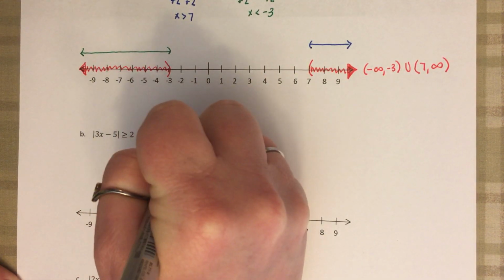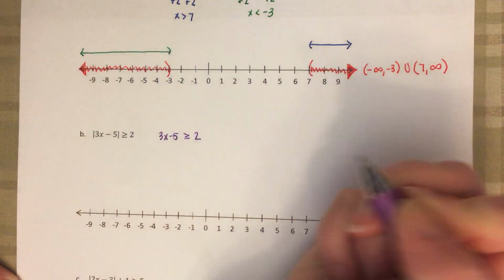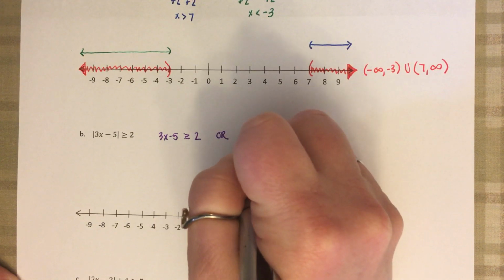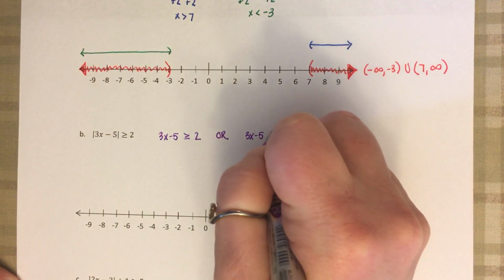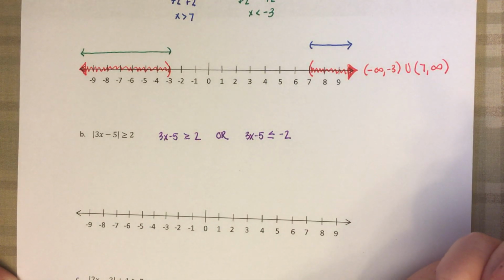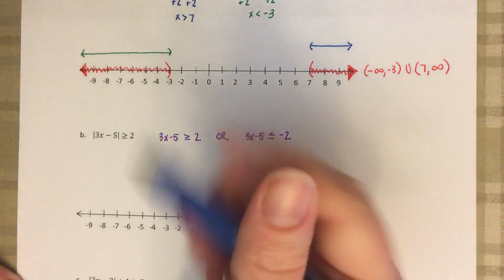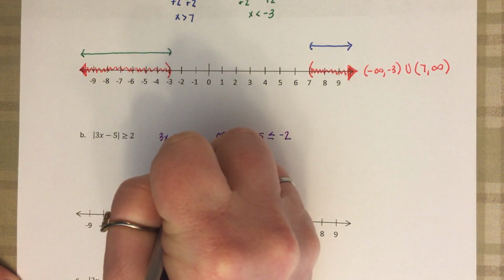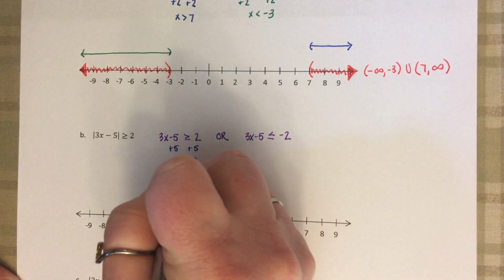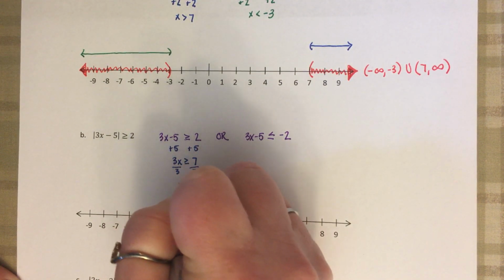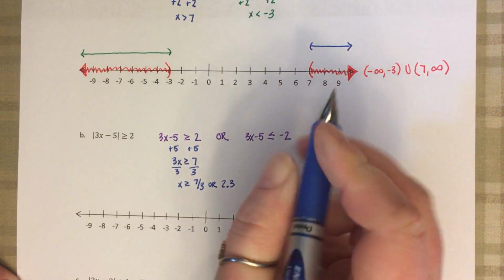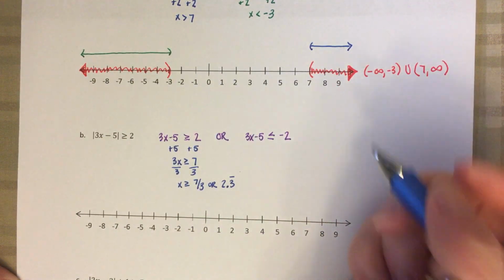3x minus 5 is greater than or equal to 2. We just drop our symbols. Or, because it's a greater than, 3x minus 5 doesn't change, but we flip our symbol to a less than or equal to, flip our sign to a negative. Add 5 to both sides. 3x is greater than or equal to 7. Divide both sides by 3. x is greater than or equal to 7/3, or if we change it to a decimal, 2.3 repeating.